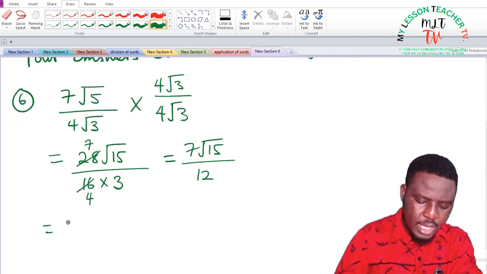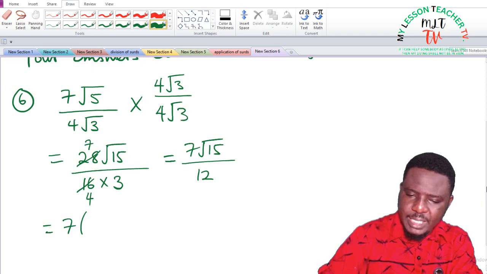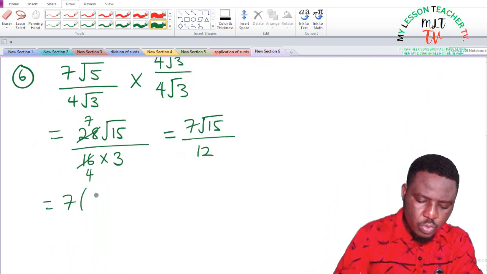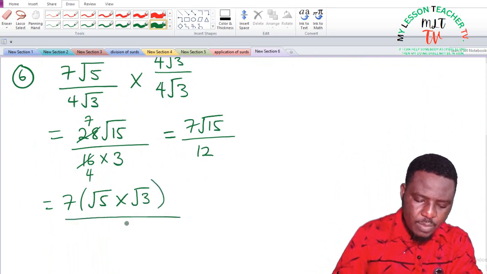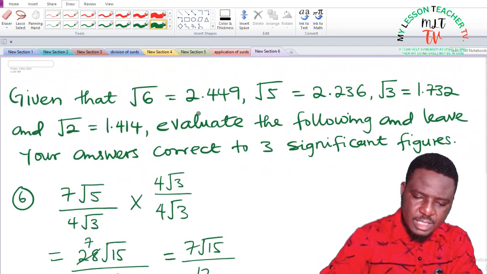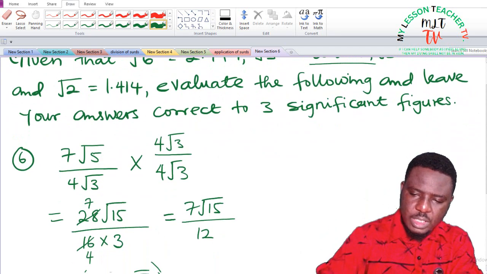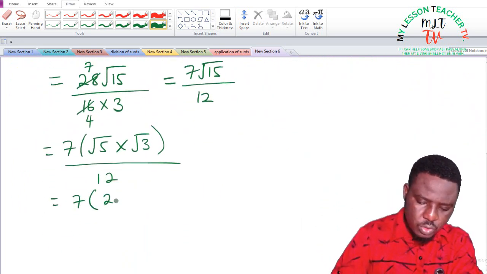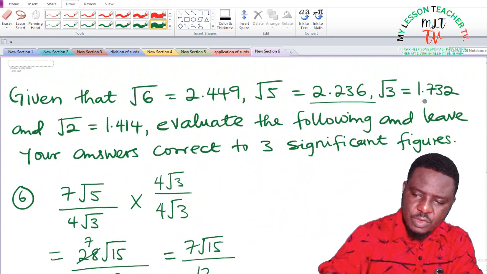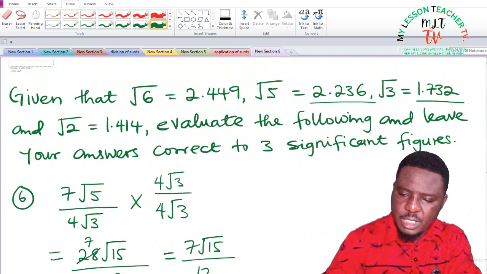This is equal to 7 into, I can express root 15 in terms of the given values, which I can say is 5 times 3. So I can express this to be root 5 times root 3 divided by 12. And this is equal to 7 into, what is root 5? Root 5 is given to be 2.236. That is 2.236 times root 3. Root 3 is given to be 1.732.